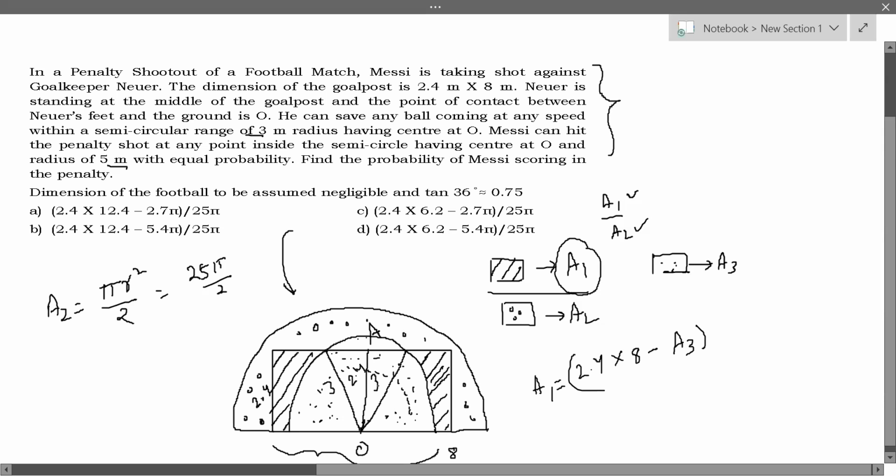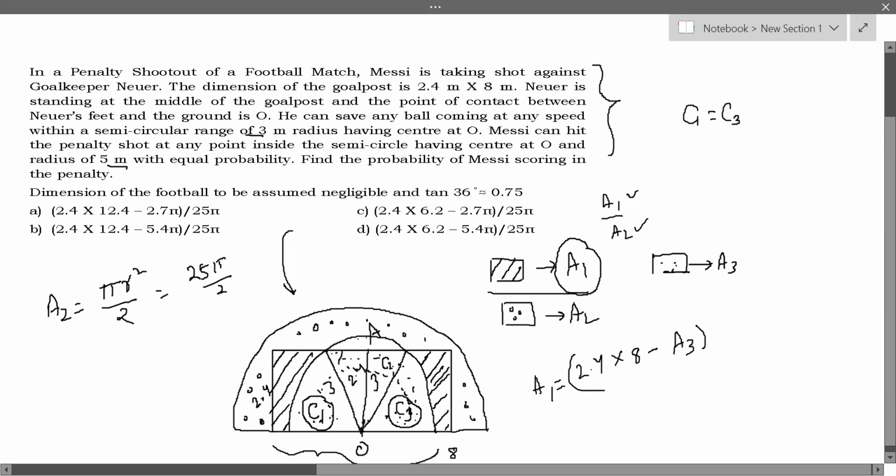Now A3 has 3 components. Let's call this component number 1, C1. Let's call this triangular portion component number 2, which is C2. And the third portion is here, C3. Now C1 and C3 are identical, right? Because it's a symmetric diagram, and the goalkeeper is standing in the center. So we can say that the area of C1 and the area of C3 are the same. So C1 is equal to C3. Now we'll have to find out the value of C1 and C3 and also the value of C2.